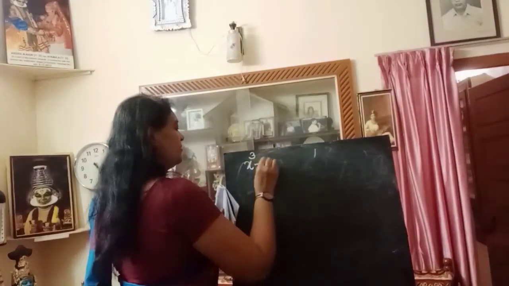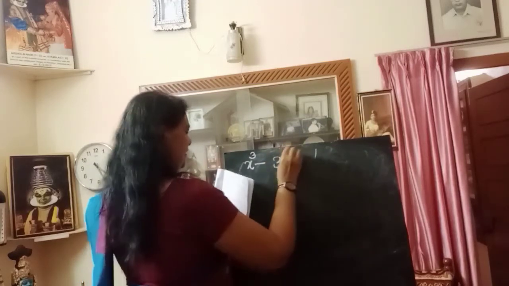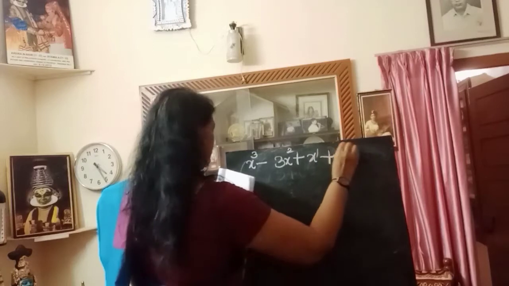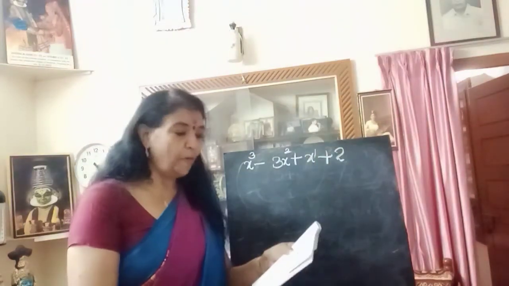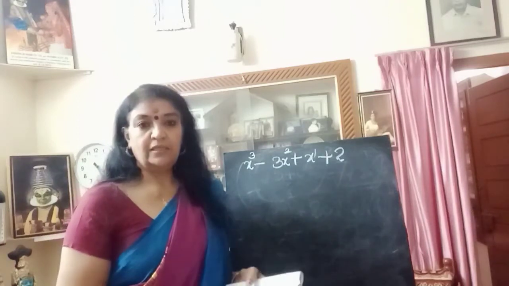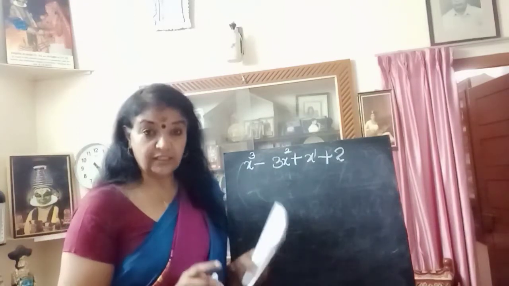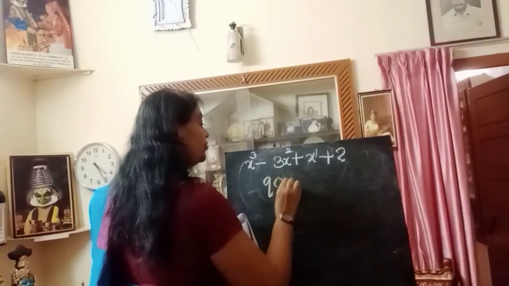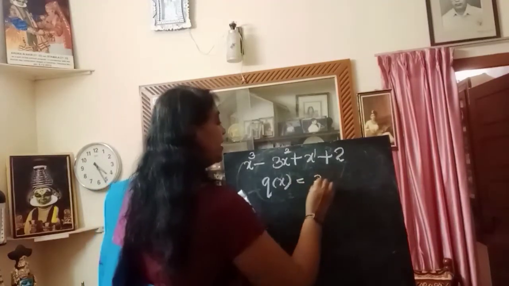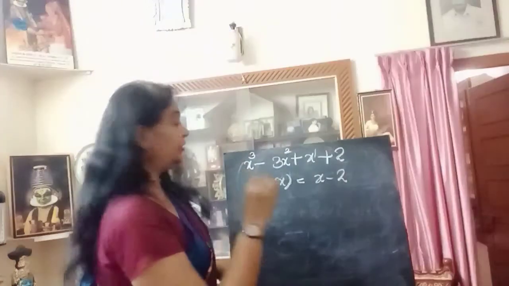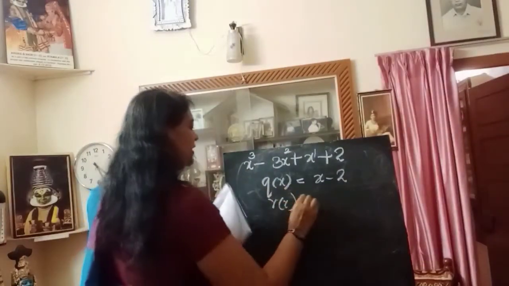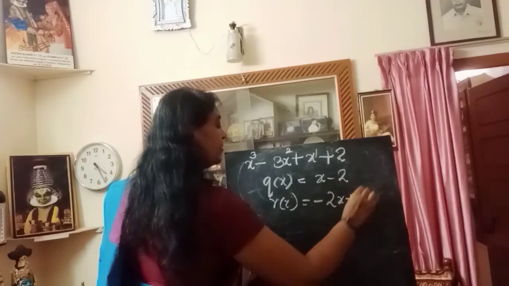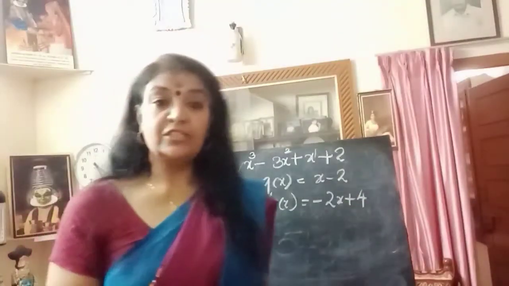The question is like this. On dividing x cube minus 3x square plus x plus 2 by a polynomial g of x, the quotient and the remainder were, and I am writing the quotient and the remainder. Quotient, the letter I told you, q of x, is x minus 2, and the remainder, r of x, is negative 2x plus 4. Question: find g of x.